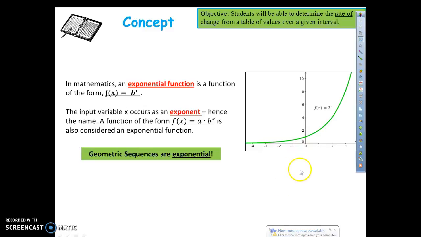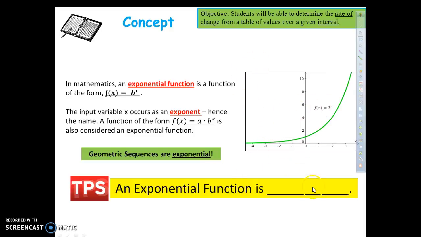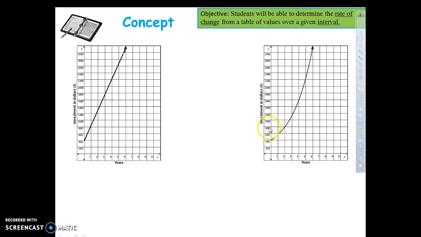Geometric sequences. When I multiply or divide by a specific value, geometric sequences, those are exponential functions. And I hope you know when I multiply, that's going to give me exponential growth, and when I divide, that's going to give me exponential decay. So an exponential function is a function where the variable is the exponent.